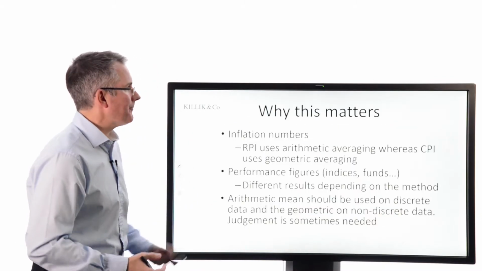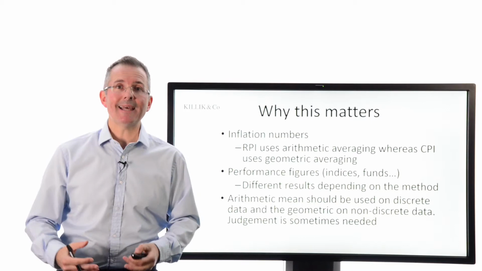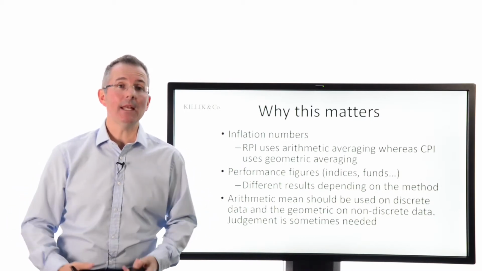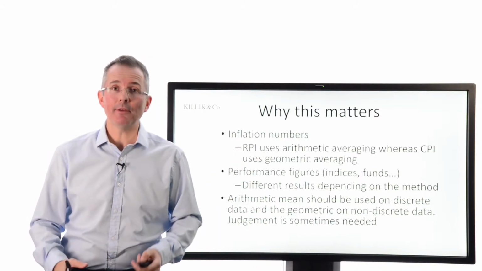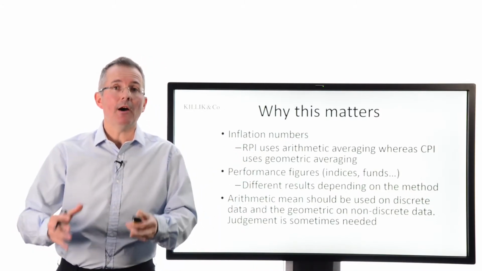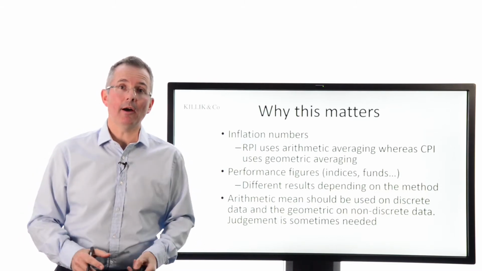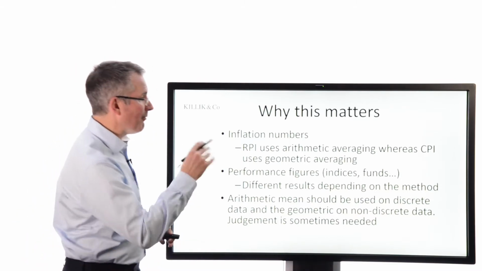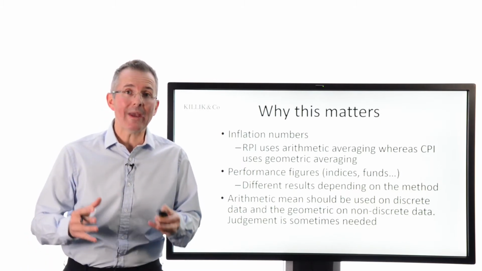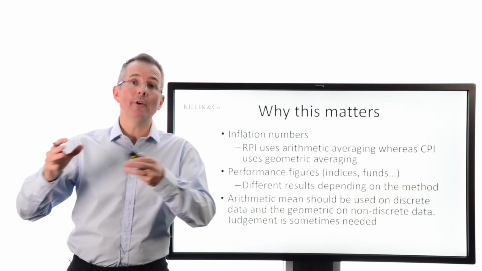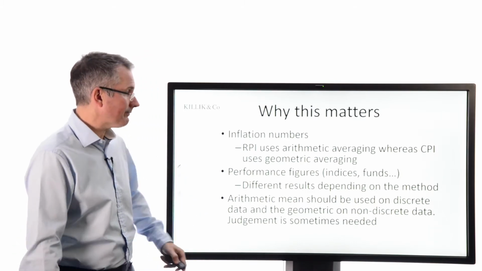Now, why does that matter? Well, inflation numbers, for example. RPI data is calculated using the arithmetic mean. CPI, the newer measure, uses the geometric averaging method. Result: the CPI, as in my previous example, tends to come out lower than the RPI, and that's worth knowing. Performance figures: if you were to track an index, for example, performance over time, you will get different results using arithmetic versus geometric means, and occasionally that can be a problem with certain types of indices.